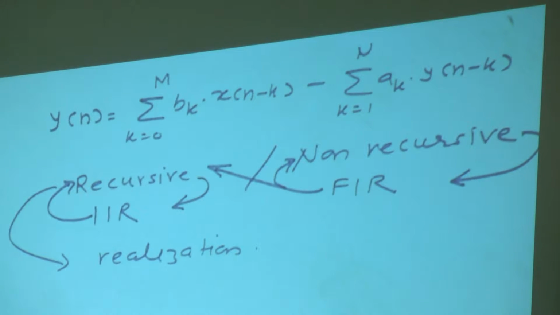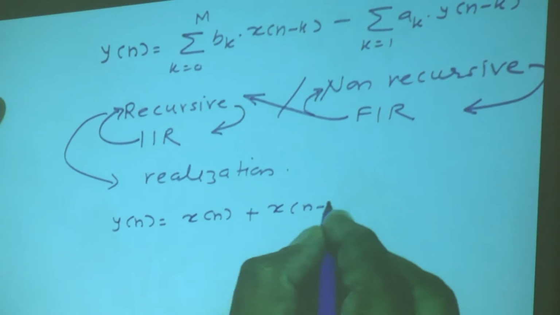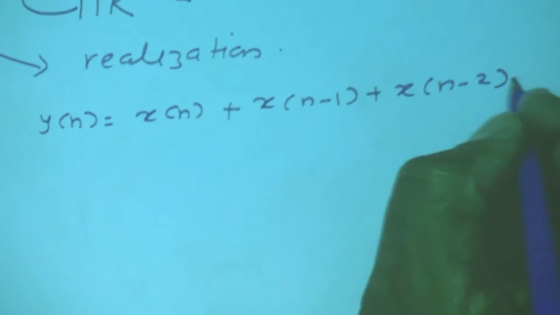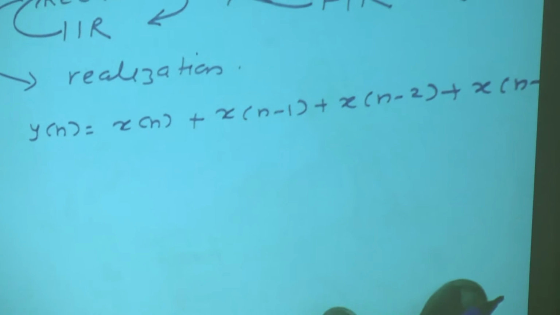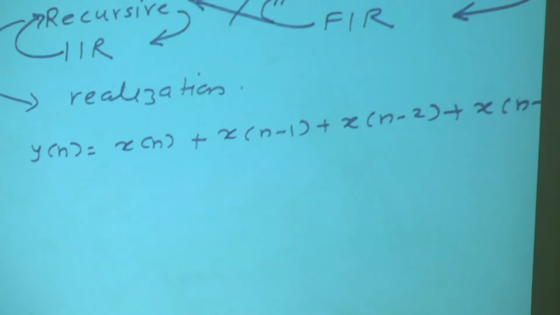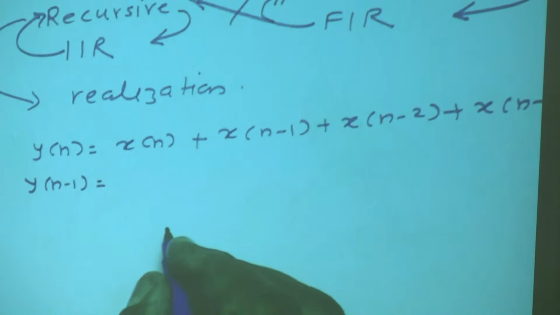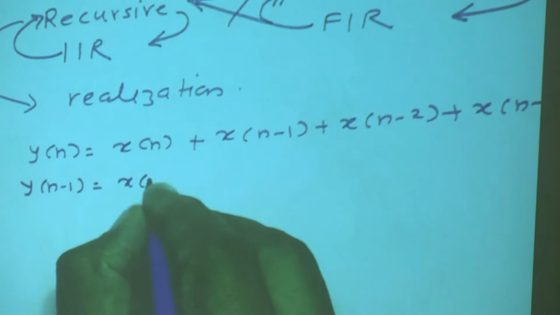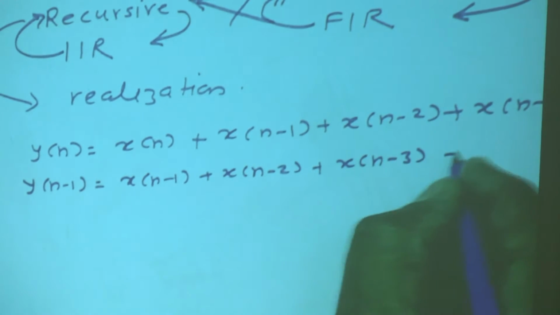One such example is, suppose I write y of n is equal to x of n plus x of n minus 1 plus x of n minus 2 plus x of n minus 3. I have taken all b_k in the last system equal to 1. All right. b0 is 1, b1 is 1, b2 is 1, b3 is 1. You write y of n minus 1. What is y of n minus 1? n replaced by n minus 1. So it is x of n minus 1 plus x of n minus 2 plus x of n minus 3 plus x of n minus 4.